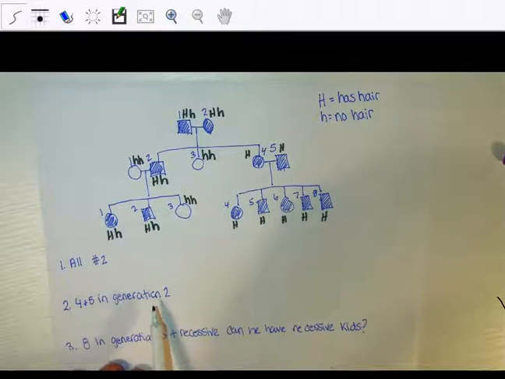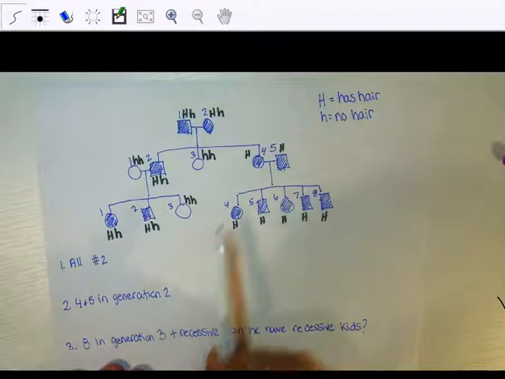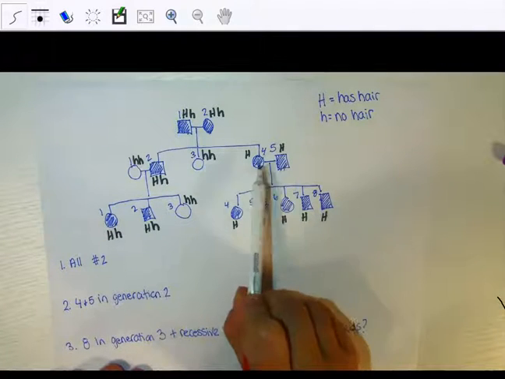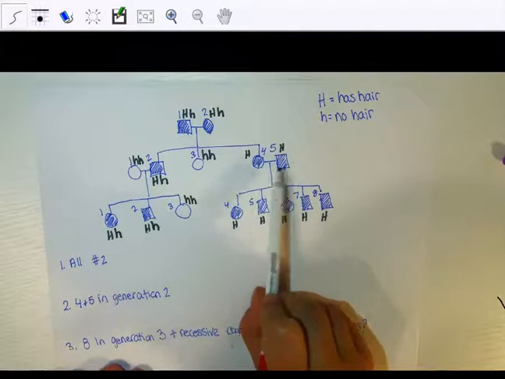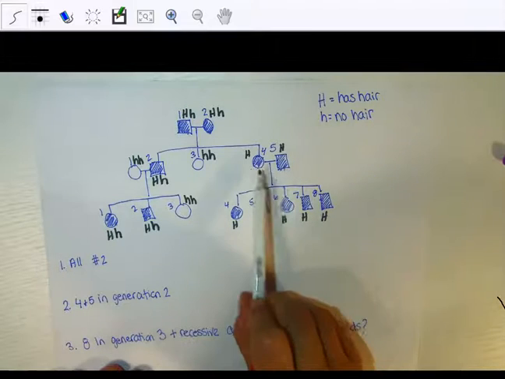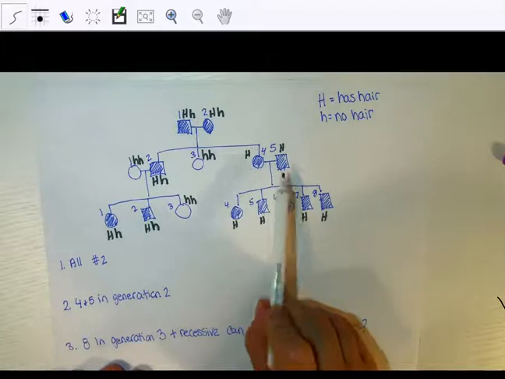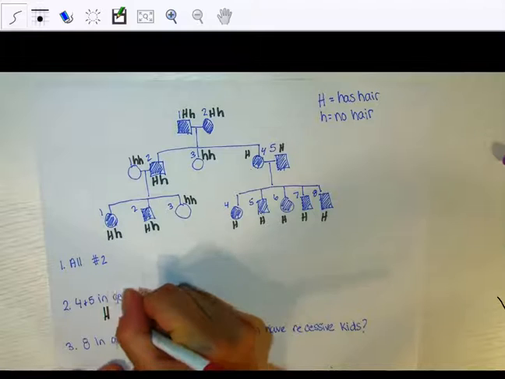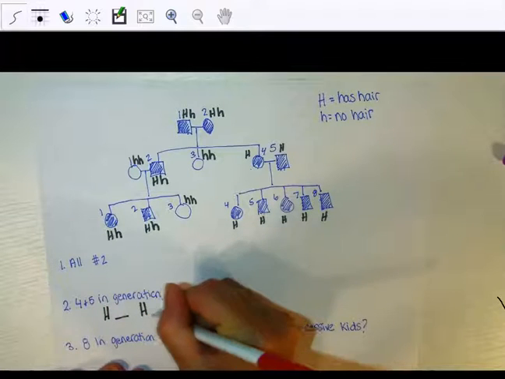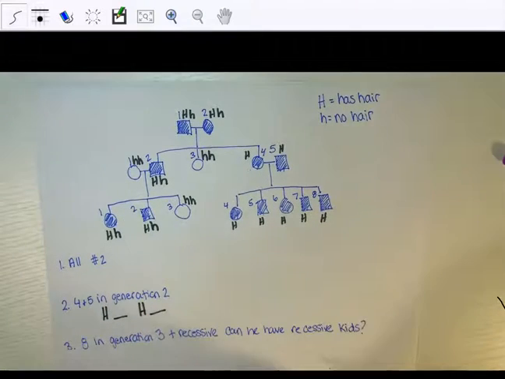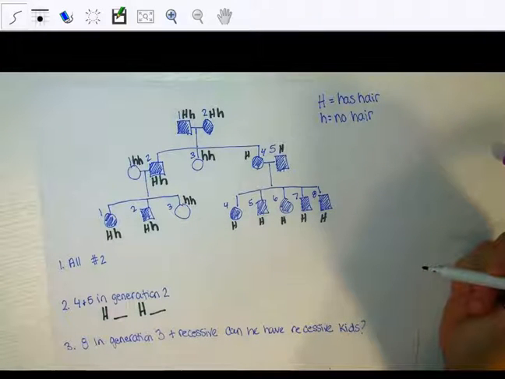Now, 4 and 5 in generation 2. Well, we don't know, right? So this is why I wanted you to think about this. We don't know. We know that they are H something, and they could be big or little.